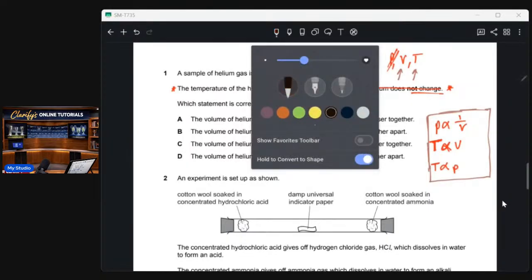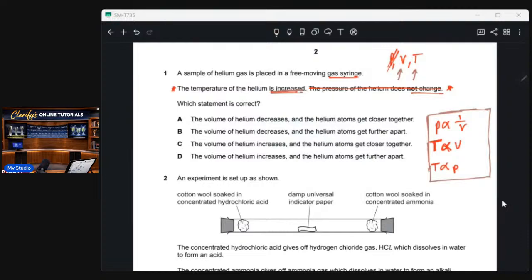Okay, so here what is it saying? Which statement is correct? The volume of helium decreases. No, that's out. The volume decreases. No, please. The volume increases. Okay, yes. And the helium atoms get closer together. How can you say that? That's wrong. You can't have the atoms get closer together when the volume increases.